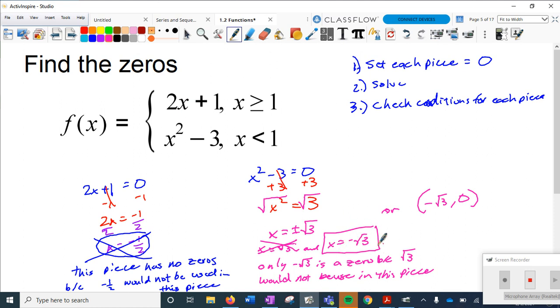So that's kind of the new thing. Again, when finding zeros, you just set it equal to 0 and solve. If it's a piecewise function, you set each piece, but then you have the extra step of checking the condition.